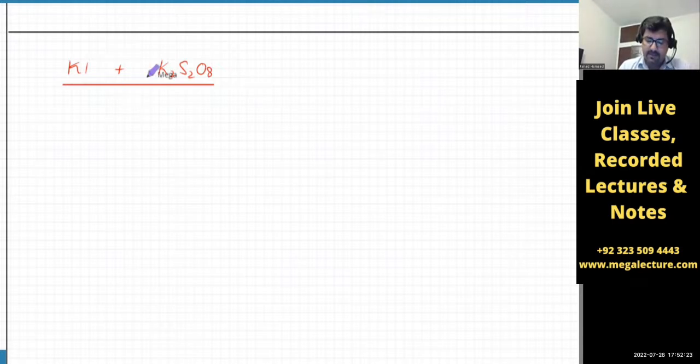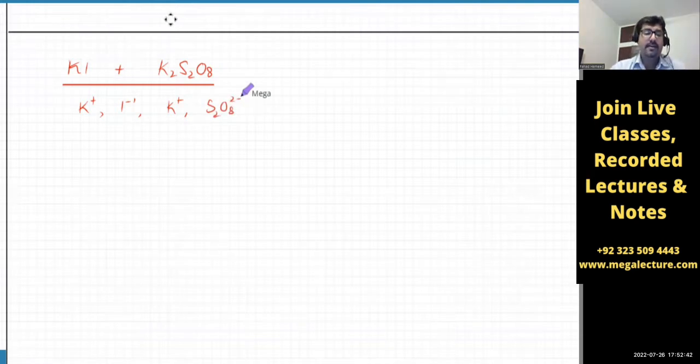You've got K plus 1 and you've got I minus 1. And then I have K2S2O8, so that's K plus 1 and S2O8 2 minus. You should be able to figure out the ions. K is always plus 1, right? So S2O8 should be 2 minus over here.